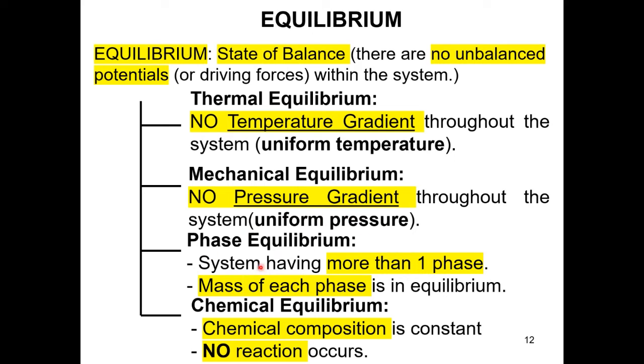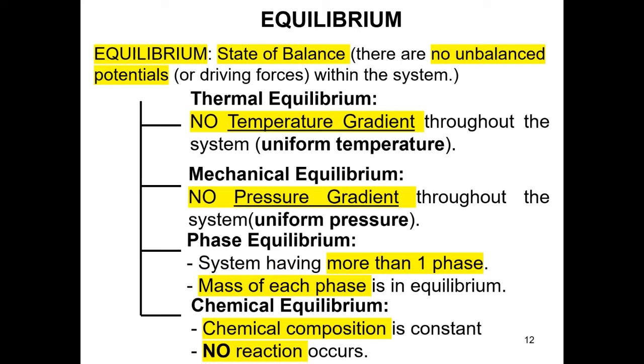We also have phase equilibrium, meaning the system has more than one phase, and the mass of each phase is in equilibrium, meaning the mass is not changing between states. And we also have chemical equilibrium, meaning no more chemical reaction in the system between state 1 and state 2. So no reaction occurs. That is what we call equilibrium.